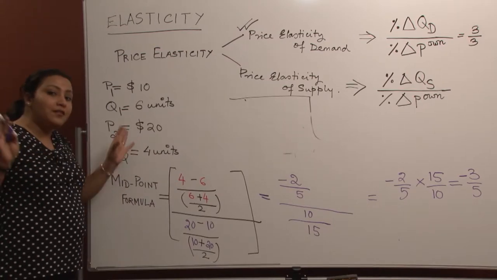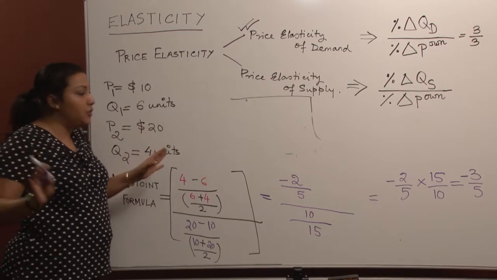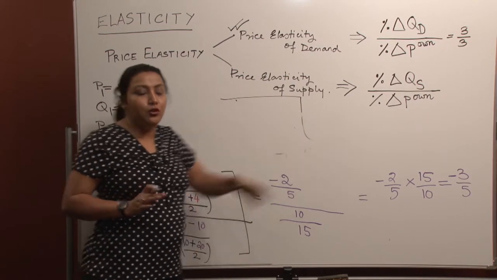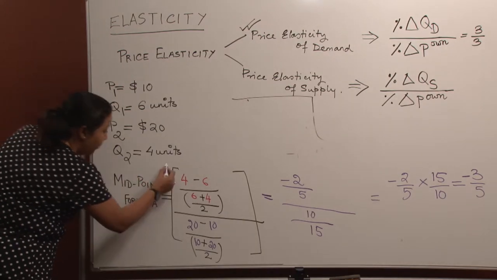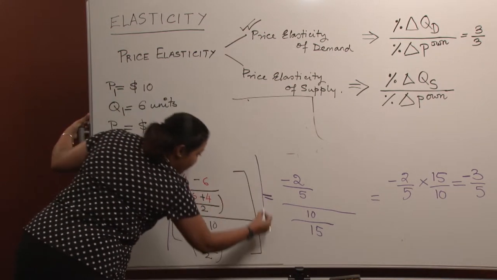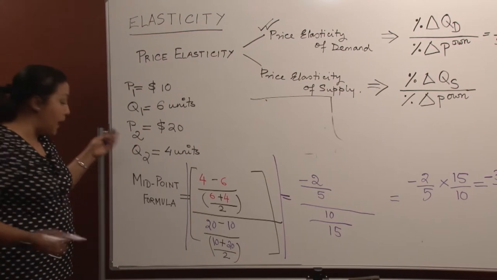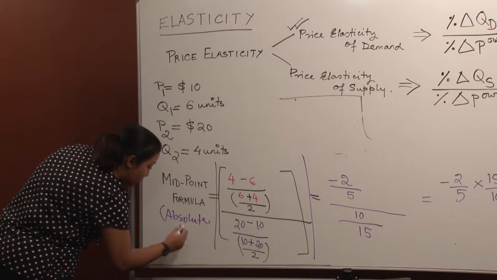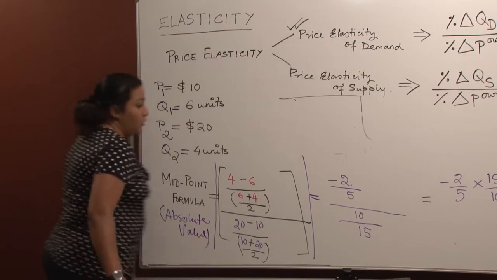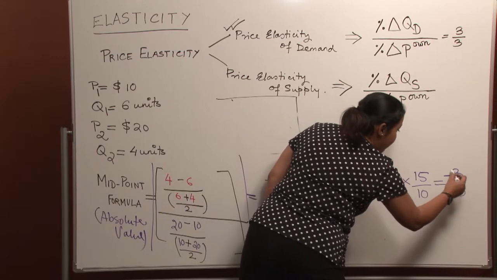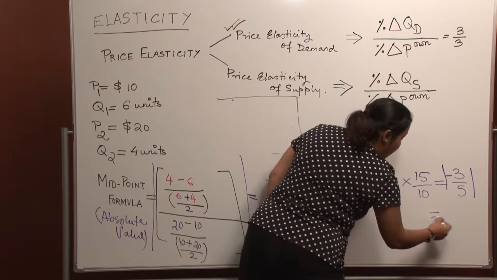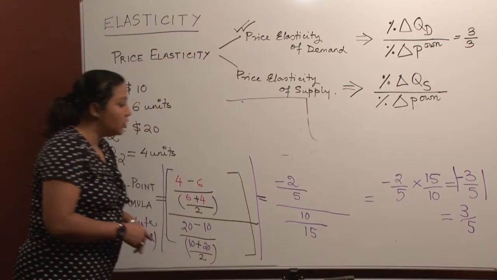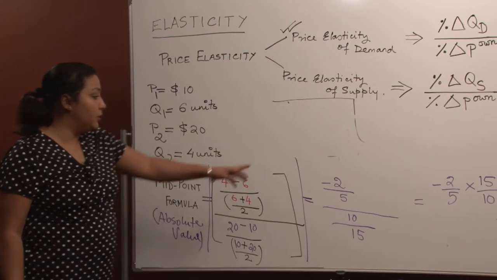So here, the negative sign does not give us any additional information. What we are really interested in is the magnitude or the absolute value. So in the midpoint formula, I could put two bars in there, and those bars would mean that I am really interested in the absolute value. The absolute value matters, the sign does not matter. So when I get negative 3 by 5, I just take the mod value or the absolute value, which is 3 by 5.